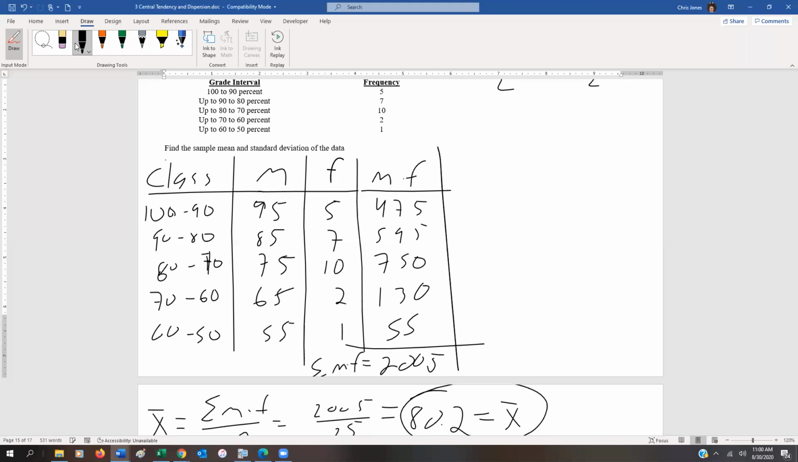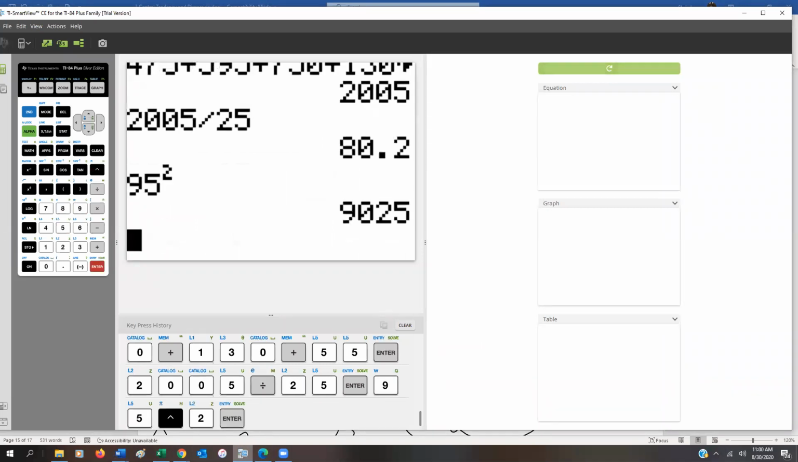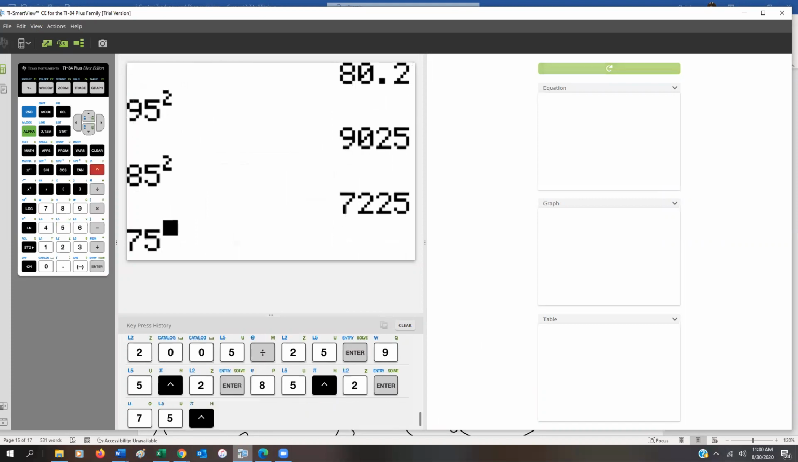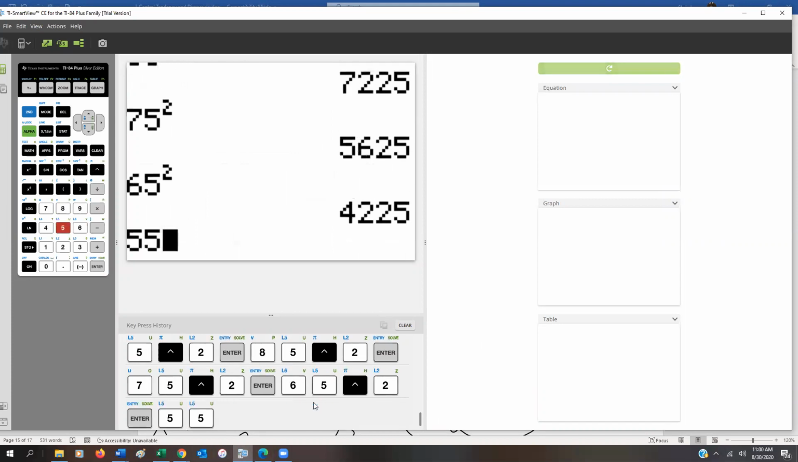Hopefully when you work this through on your own, the next column you computed was m squared. All right, and it's going to be a big one, right? So we're going to have 95 squared and 85 squared, and then 75 squared. So you're just going to go through and compute all of those. All right, 65 squared, and then finally 55 squared. All right, and we're just going to copy those into our data.